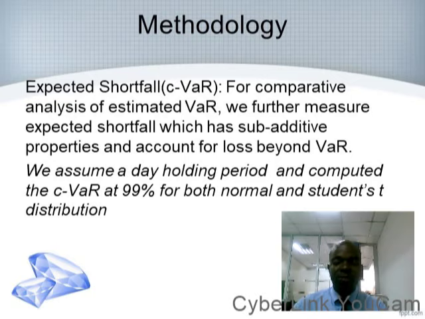Expected shortfall. For comparative analysis of estimated VaR, we further measure expected shortfall, which is a sub-additive property, and of course it accounts for losses that are beyond VaR. We assume a one-day holding period and computed CVaR at 99% for both normal and Student's t distributions.